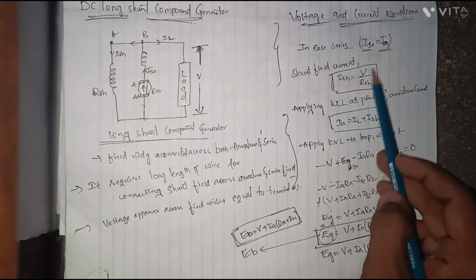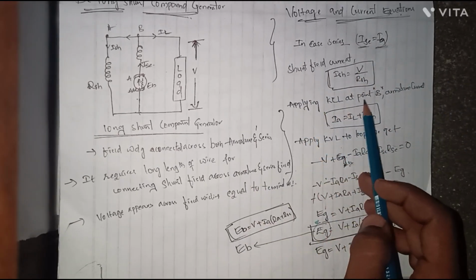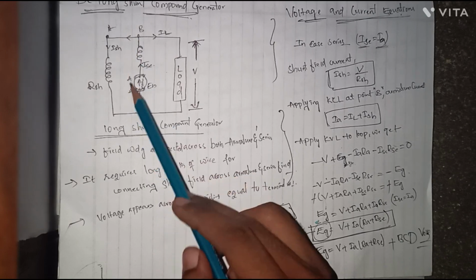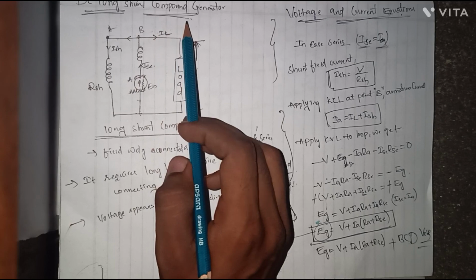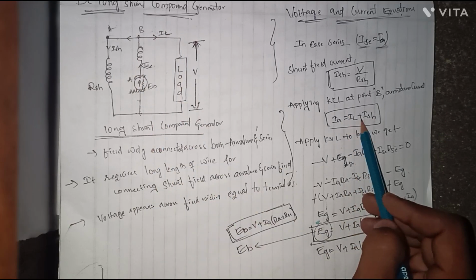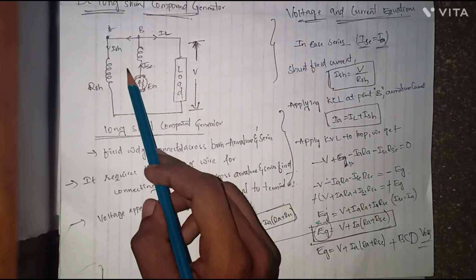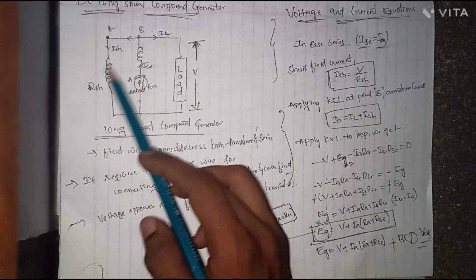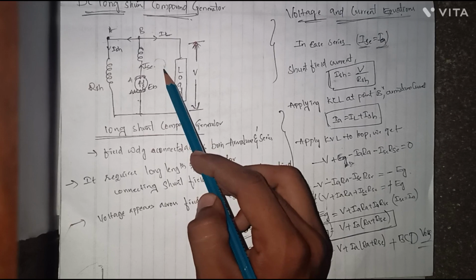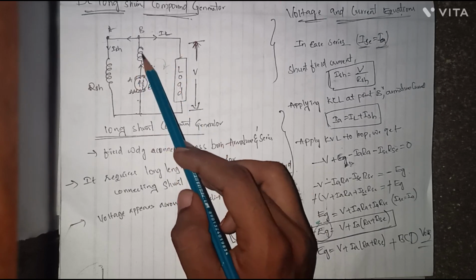Applying KCL at point B, armature current equals incoming currents equals outgoing currents, according to Kirchhoff's current law. So IA equals IL plus ISH. Applying KVL to the loop, the shunt field current is already taken, so we don't want the shunt field current here. The current direction is with respect to the loop, that's why it stays the same.